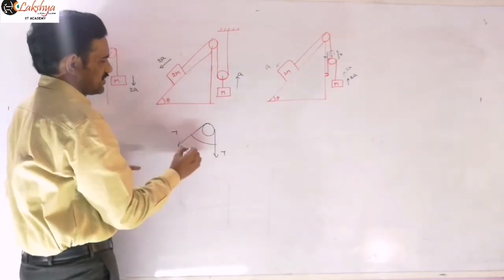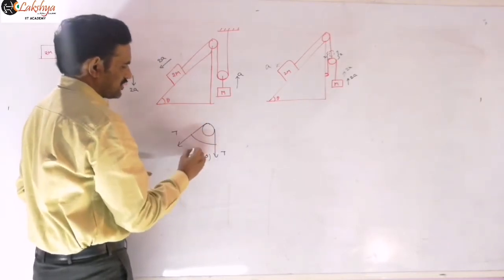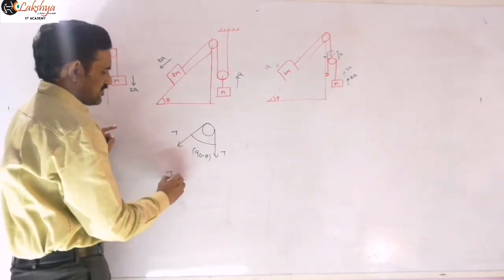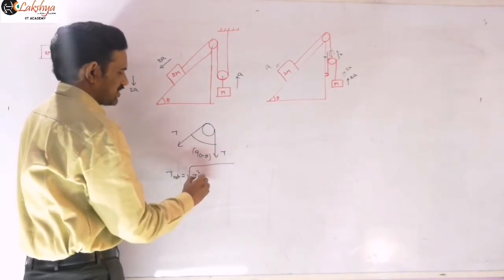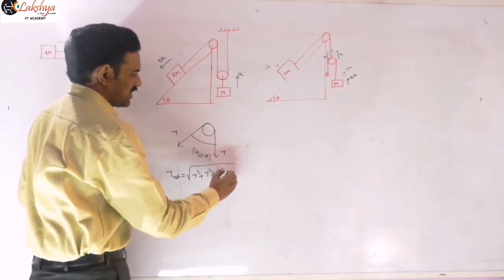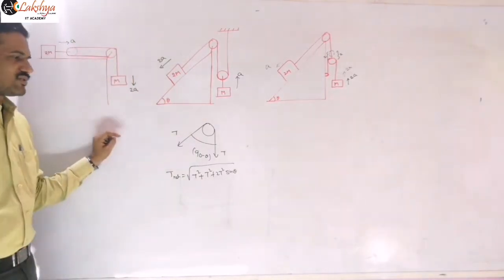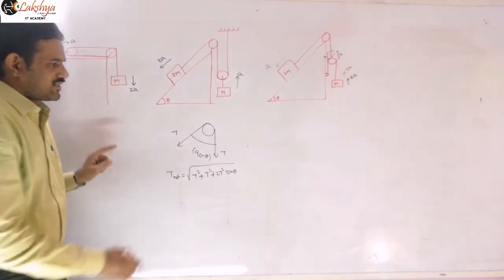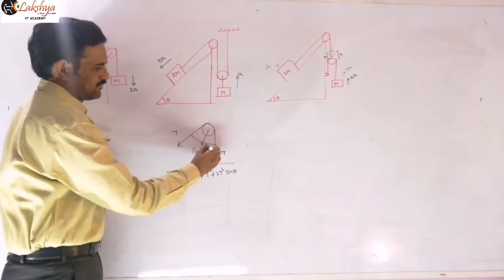This angle is 90 and this angle will be theta, so this angle will be 90 minus theta. Using the parallelogram law, the net tension squared equals T squared plus T squared plus 2T squared cos of 90 minus theta. So you will get sin theta here, from the 2PQ cos theta term. After simplifying this, the net force will be acting along this direction, this net tension.